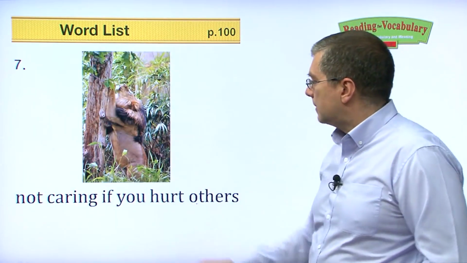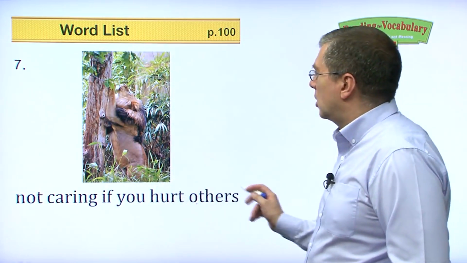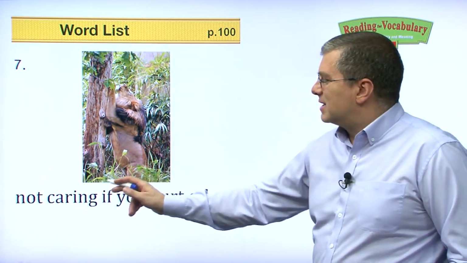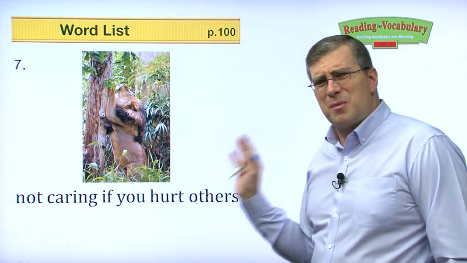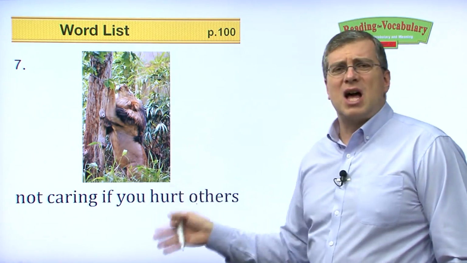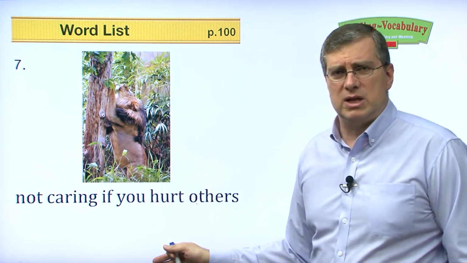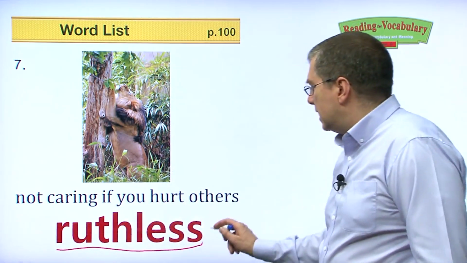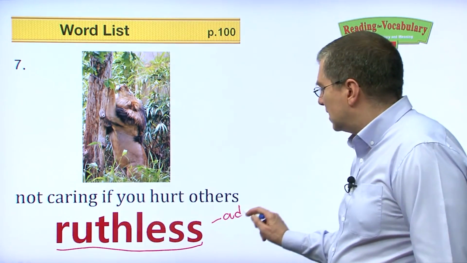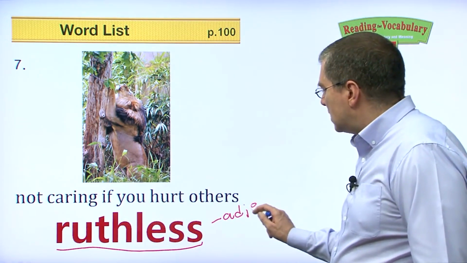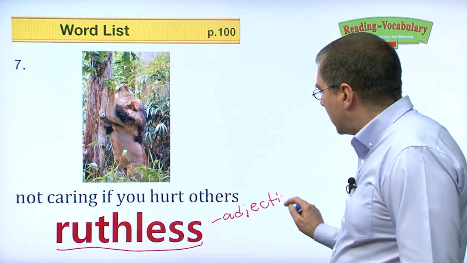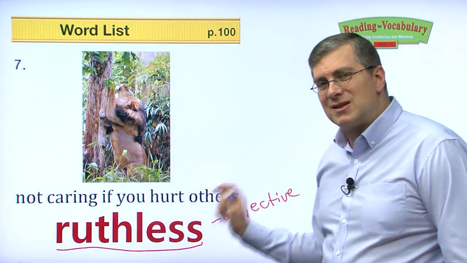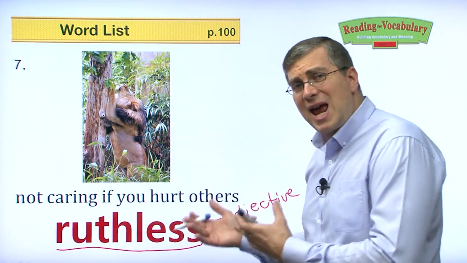Okay. Not caring if you hurt others. So if somebody doesn't care if you hurt others, this is a bad thing, right? It's not a good thing. It's what the villain would do, right? The villains are ruthless. Ruthless is an adjective. It's used to describe what somebody is like. What is their personality like?